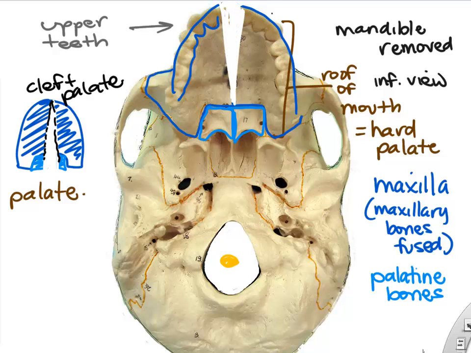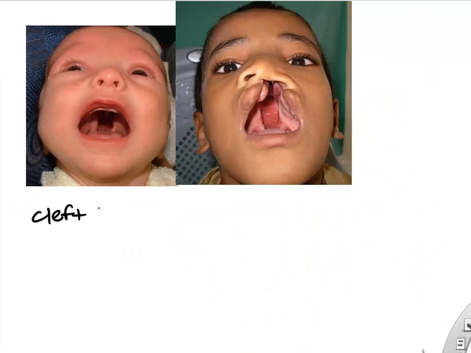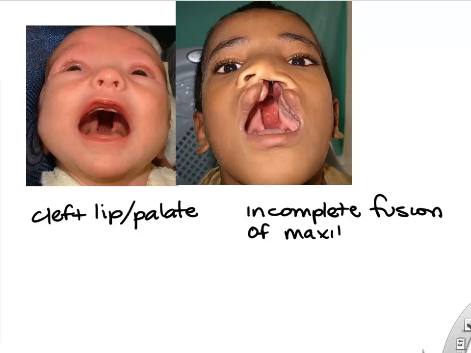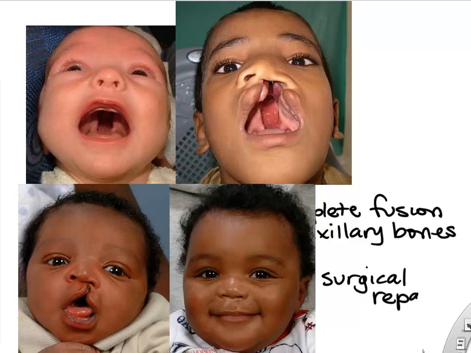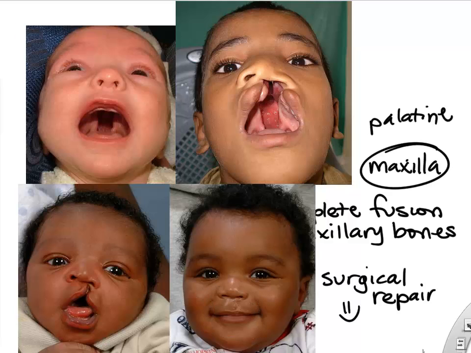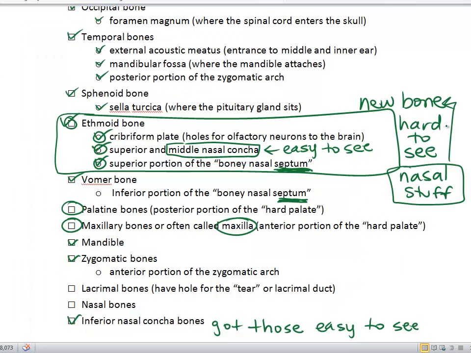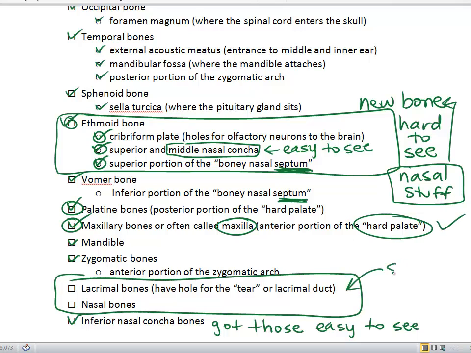Cleft palate's a fairly common developmental structural issue where the maxillary bones don't fuse. So if you've ever heard of cleft lip or cleft palate, it's an incomplete fusion of the maxillary bones during development, and probably includes those palatine bones as well. If you're wondering how that is fixed, surgical repair can close it off. Basically, your oral cavity and your nasal cavity are conjoined and communicating, and so it needs to be closed off so you can talk, breathe, swallow, and things like that normally. So that was the hard palate.